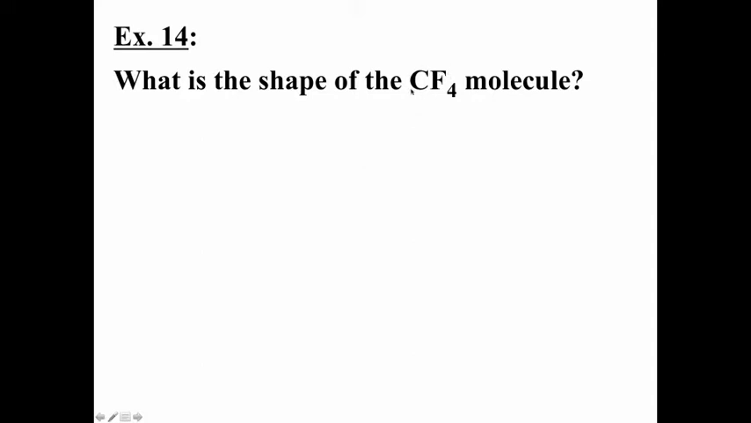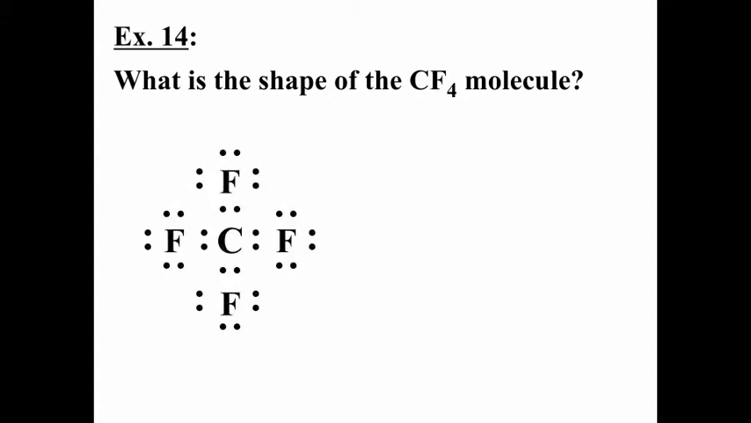Carbon has 4 valence electrons, fluorine has 7, but there's 4 fluorines. And if you add that up, you get 4 plus 28, or 32 valence electrons. And then when you draw the Lewis dot structure, it looks something like this. And of course, we could have lines instead of pairs of dots or pairs of electrons in between atoms.